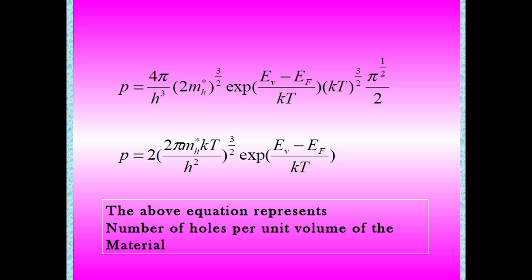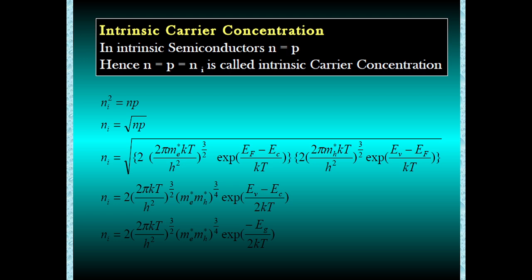The above equation represents the number of holes per unit volume of the material. Then intrinsic carrier concentration. Therefore, the number of electrons is equal to the number of holes. N is equal to P is equal to Ni is called an intrinsic semiconductor. Ni square is equal to N into P, so Ni is equal to root of N into P. Ni is equal to 2 into (2 pi kT by h square) power 3 by 2 (me mh) power 3 by 4 e power (EV minus EC) by 2kT.